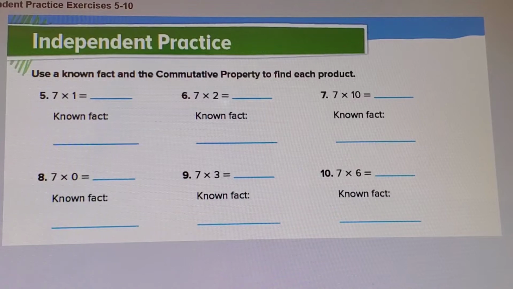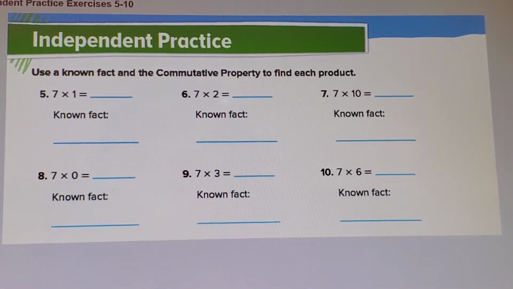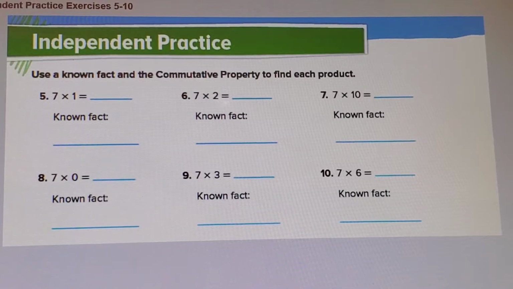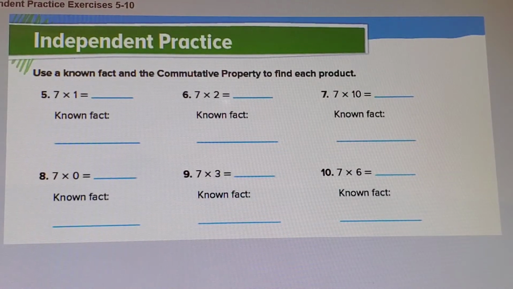Independent practice. Use a known fact and the commutative property to find each product. 7 times 1 equals unknown. The known fact is 1 times 7 equals 7. Using the commutative property, 7 times 1 will also equal 7. 7 times 2 equals unknown. The known fact is 2 times 7, which equals 14. The commutative property, 7 times 2, will also equal 14.